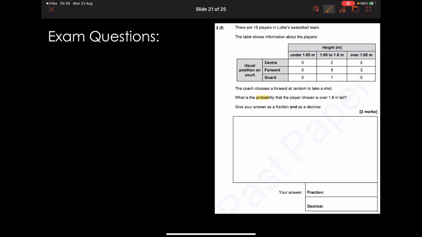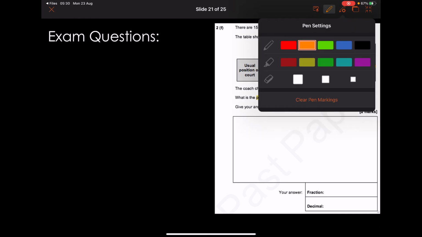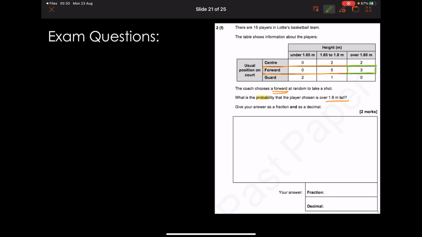Okay, so it's saying here that the coach chooses a forward. This is this middle box at random. What's the probability that the player is over 1.8 metres tall? Well, there's 1.8. So you've got 3 players out of a total of the entire box of players, because we're only choosing a forward, so we only need to look at the values for a forward. So that's 5, 6, 7, 8. So it's 3/8.